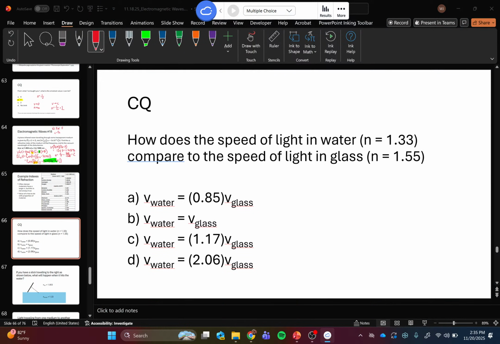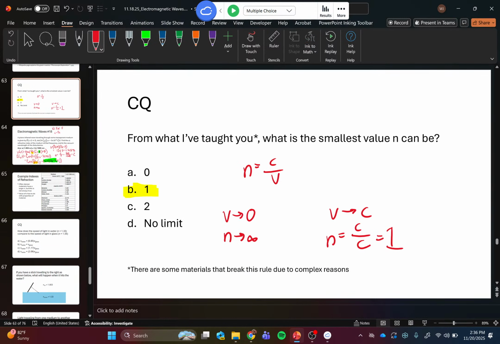All right, so a really important skill I want us to make sure we're good with is to be able to read these and make sense of them. Before we read these and see if they make sense, as n goes down, do I get faster or slower? To answer that question, I'm going to remind you of the problem we just did. When n is the smallest value possible, which is 1, am I going the fastest or the slowest? Fastest. As n goes down, v goes up.